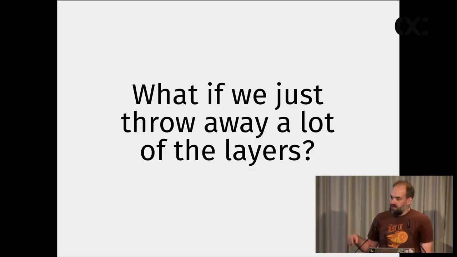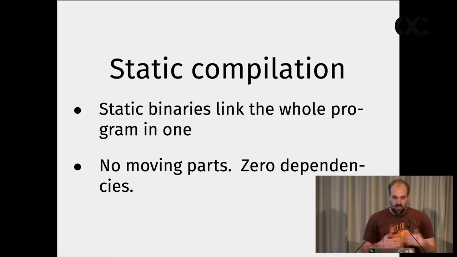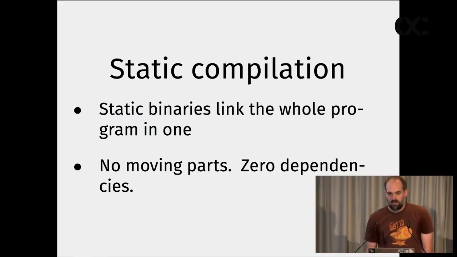But now that I had these many techniques layered on top, what if we rethought the whole thing and threw away a lot of these things? There's one thing that is already trying that thing in the dependency space. That is, we're going to use static compilation a lot. If you use Go, you're using static compilation. If you're using Rust, you're going back to static compilation. So basically, I link the whole program in one. I don't do any library loading at runtime. I ship everything with my application. There are no moving parts, and the promise is zero dependencies.